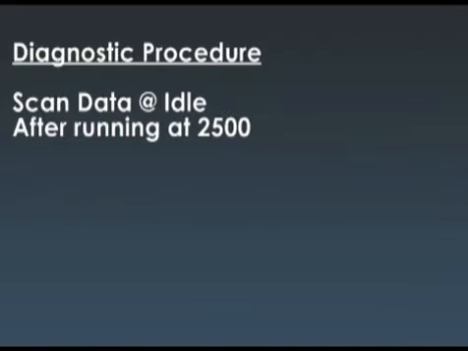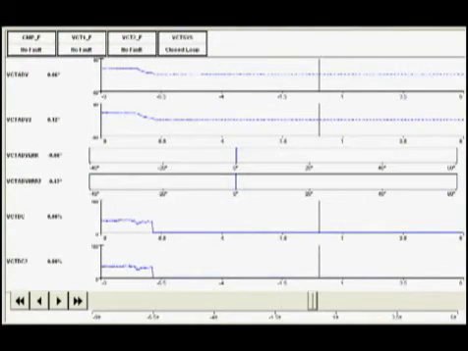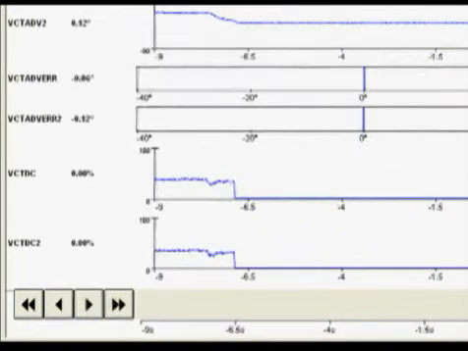The technician begins his diagnosis by recording some scan data. We're going to let Jeff explain what the technician saw. And now we're going to take a look at some scan data at idle. Let's start at the bottom very quickly, just before mark minus 6.5.